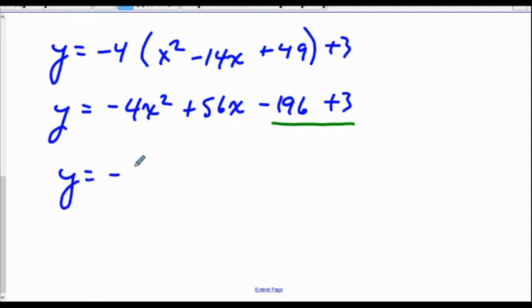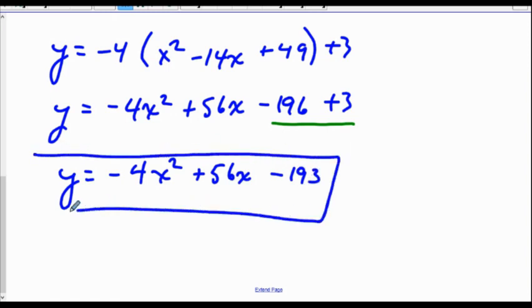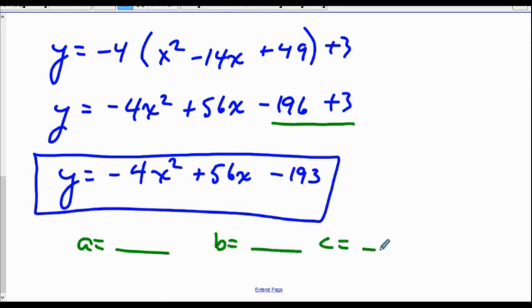y equals negative 4x squared plus 56x, take away 193. There it is in standard form. A little bit of algebra skills. For some practice, what is A? What is B? And what is C? Pause the video, see if you can figure that out.